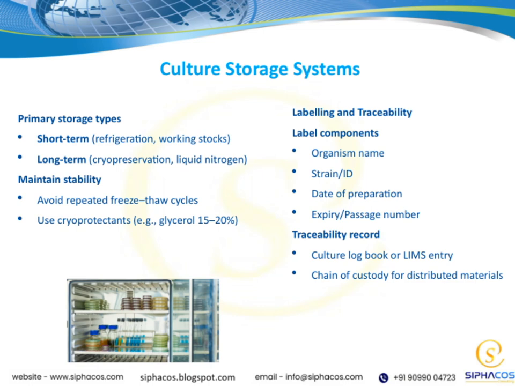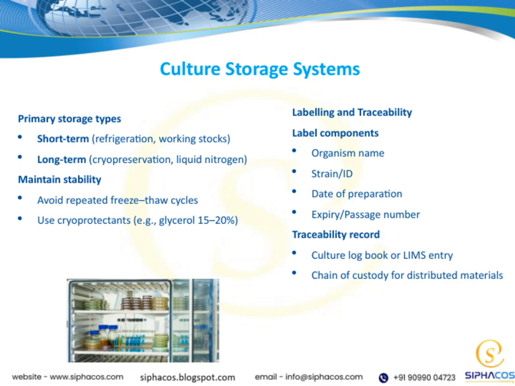In addition to labeling, maintaining a thorough traceability record is crucial. This can be done through a culture logbook or a laboratory information management system, or LIMS, entry. These records should detail every step, ensuring we can trace the origin and handling of each culture. Also, preserving a chain of custody for distributed materials ensures accountability and proper tracking across different locations or users. Moving on to culture storage systems, there are primary storage types to consider.